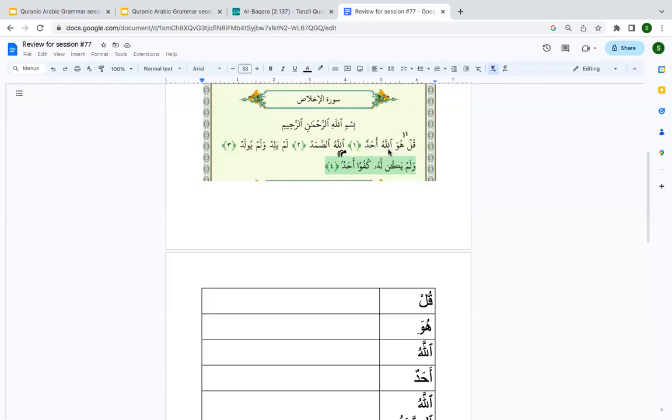Okay. Now let's do it another way as well. Huwa, He, the Allah is one. So what kind of a khabar do I have now? Allahu ahad. Now jumla ismiya is my khabar, right? The whole jumla ismiya is my khabar. Does it make sense? Can it be the khabar? Allahu ahad for huwa, right?